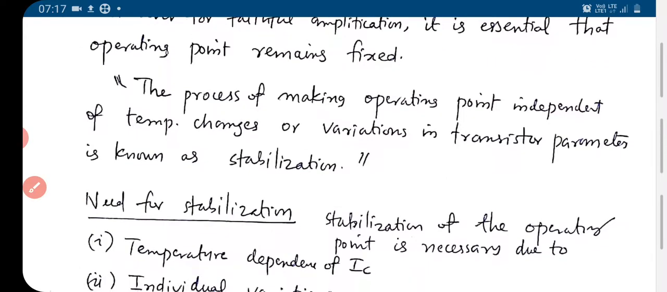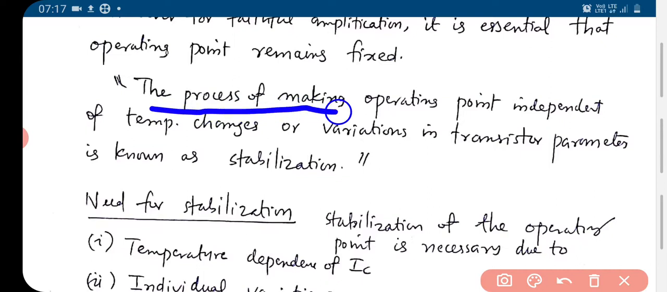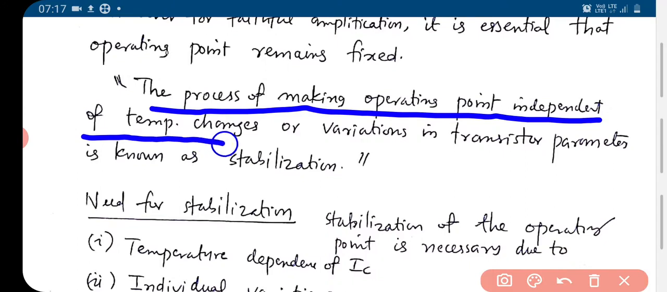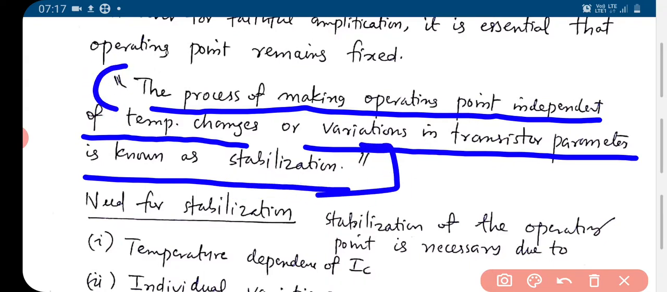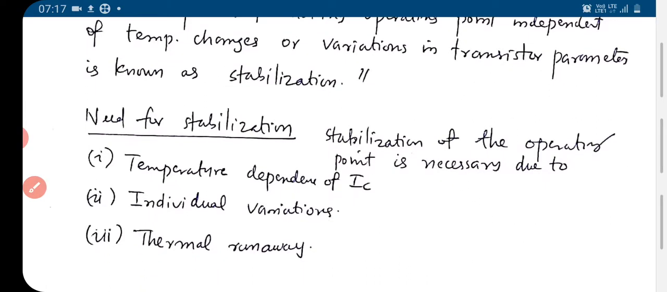So the process of making the operating point independent of temperature changes or variations in transistor parameters is known as stabilization.